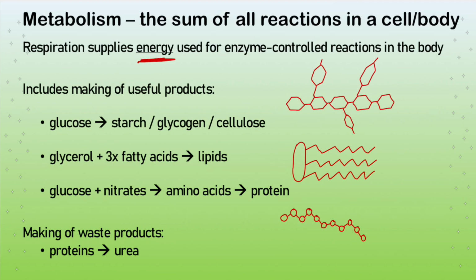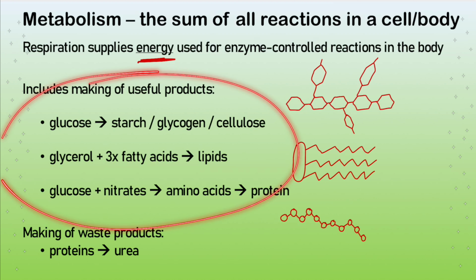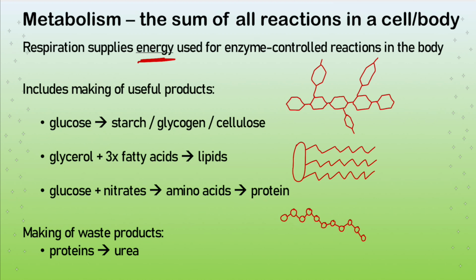So you've covered these making of useful products in the digestion topic. So an example of metabolism would be turning glucose into its storage molecules, which are starch, glycogen, and cellulose. So these long chains of glucose linked together. Again, you've covered this in a digestion one, so revisit that topic if you're not confident with it. We also can convert glucose into glycerol and fatty acids. So the glucose, a chain of carbons, effectively can be turned into glycerol molecules and fatty acid molecules, which eventually can be stored as lipids.